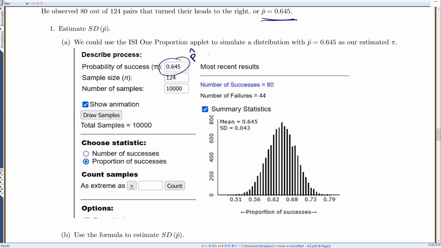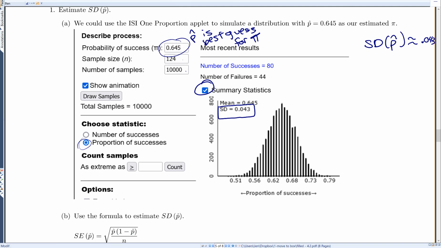So p hat is our best guess for our population parameter pi. So we just put in that 0.645. I put in my sample size is 124. I do 10,000 samples. Make sure you click for proportion of success. Make sure you select your summary statistics, and it will tell you that my standard deviation equals 0.043. So my standard deviation of p hat is about 0.043. And that's all you'd have to do. You put it in the simulation, you read off the standard deviation.